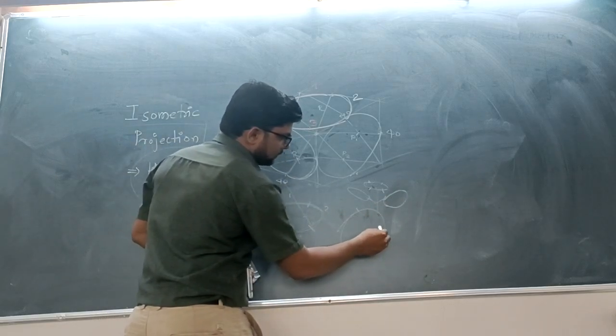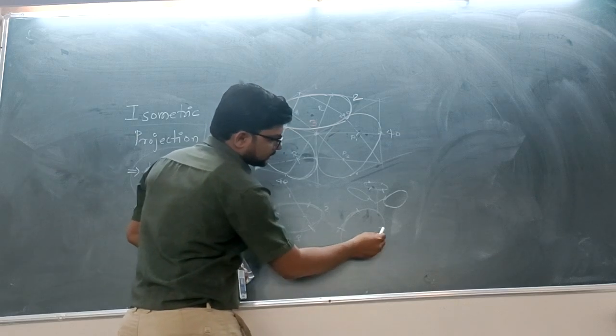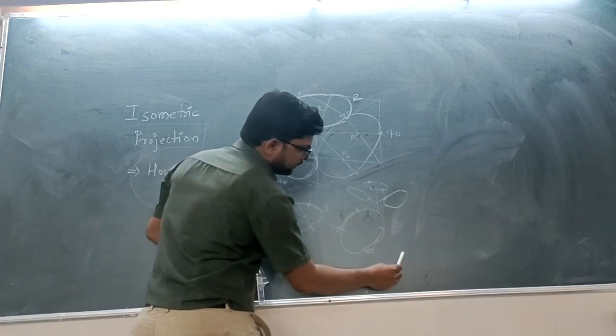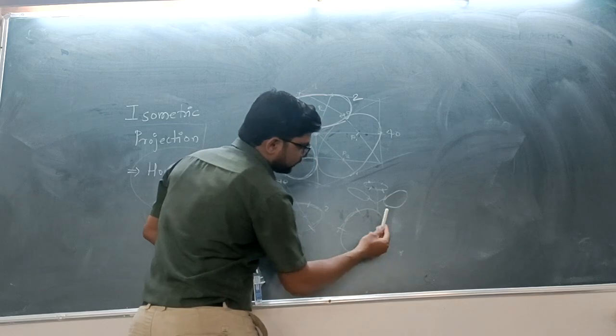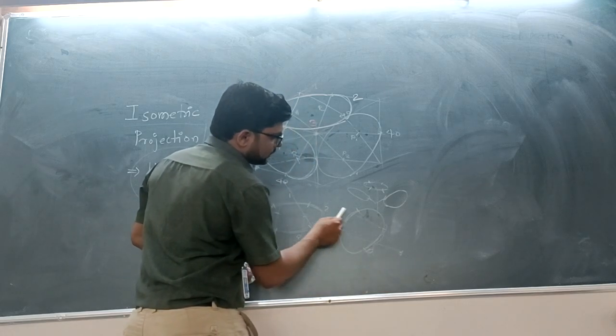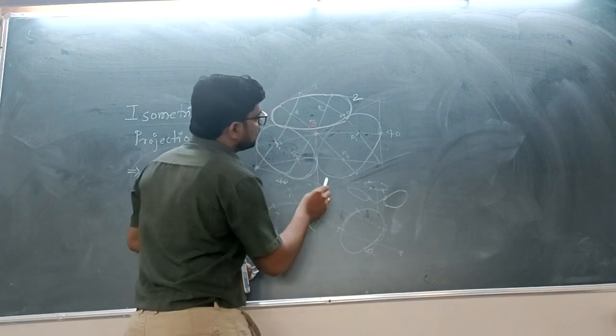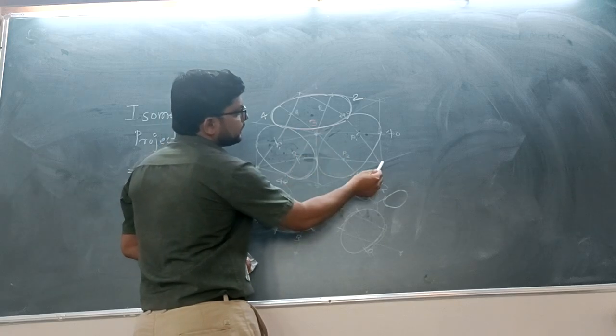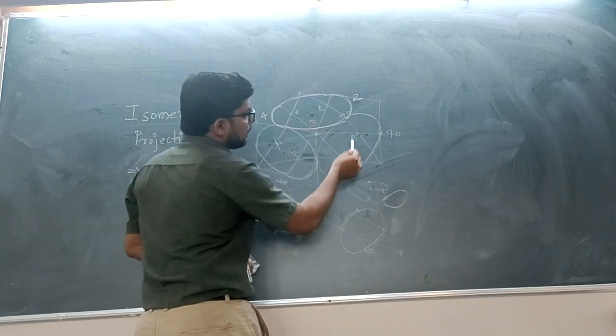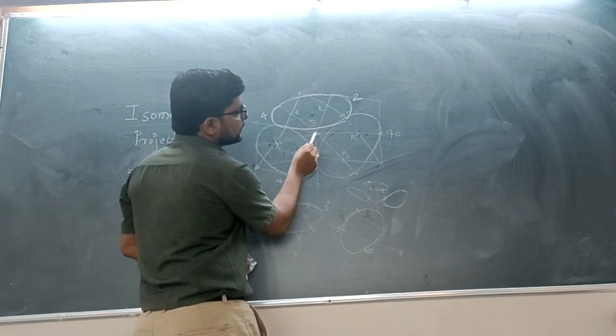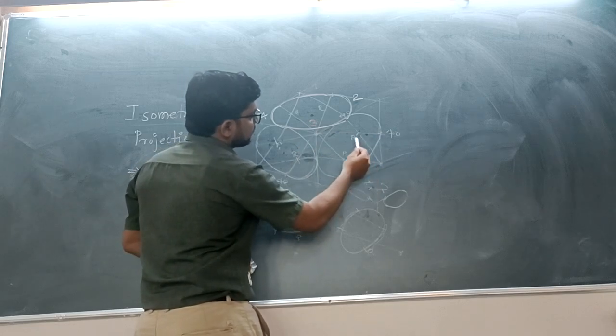For this, this is bigger. So definitely, the center point will be over here. This is another bigger one. So the center point will definitely be over here. So in this case, this point and this point will be treated as the big arc centers. This will be the center for this arc. This will be the center for this arc.